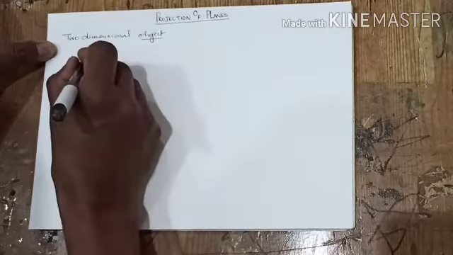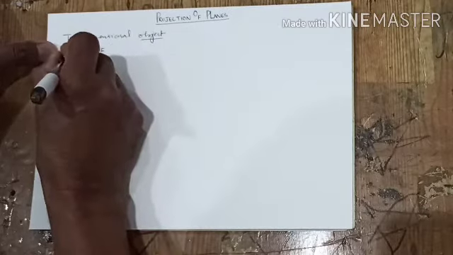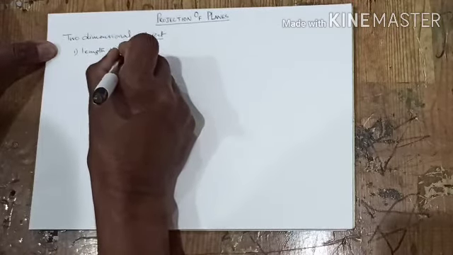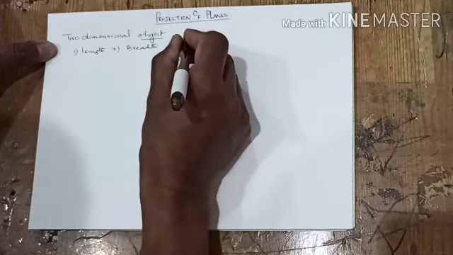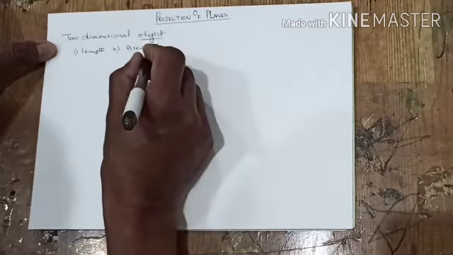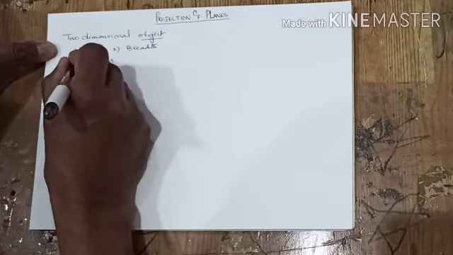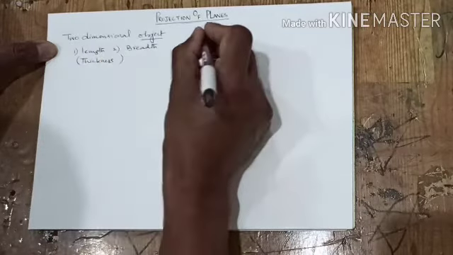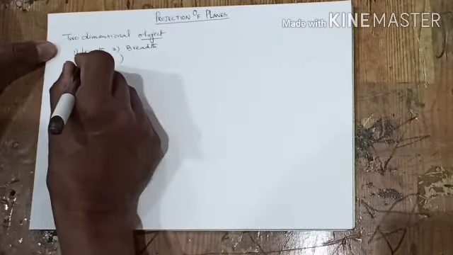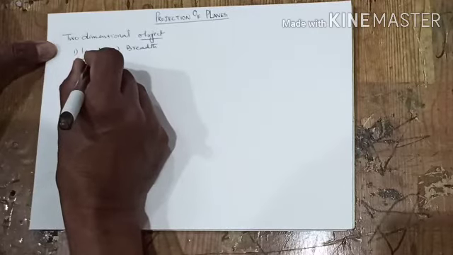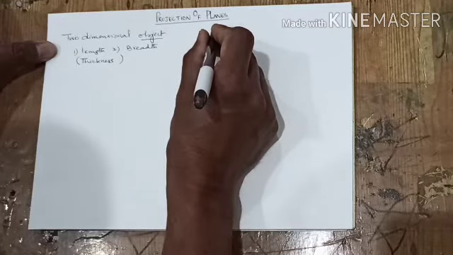What are those two dimensions? The object has length and the object has breadth. These are the two dimensions which an object has. The third dimension, that is the thickness, is negligible in the case of planes. So we are only talking about an object which has two dimensions, length and breadth. That object is called a plane.